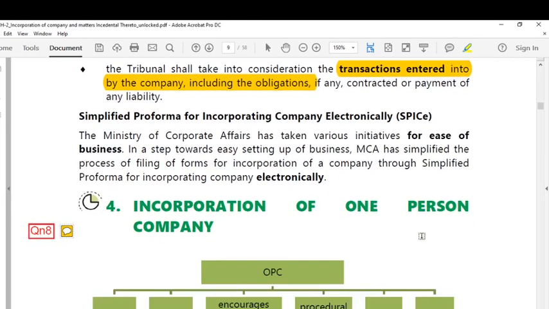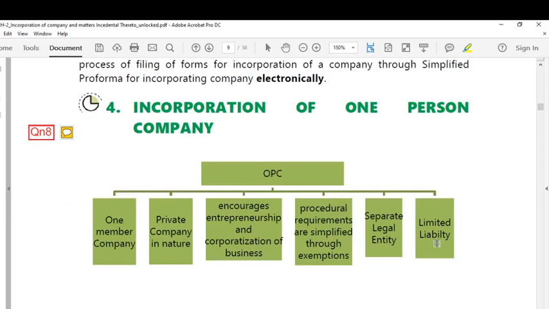Hello, hi, and welcome. Today is the second session of Chapter 2 in Corporate and Other Laws, and the first and foremost important topic that we are going to discuss in the second session is about one person company.